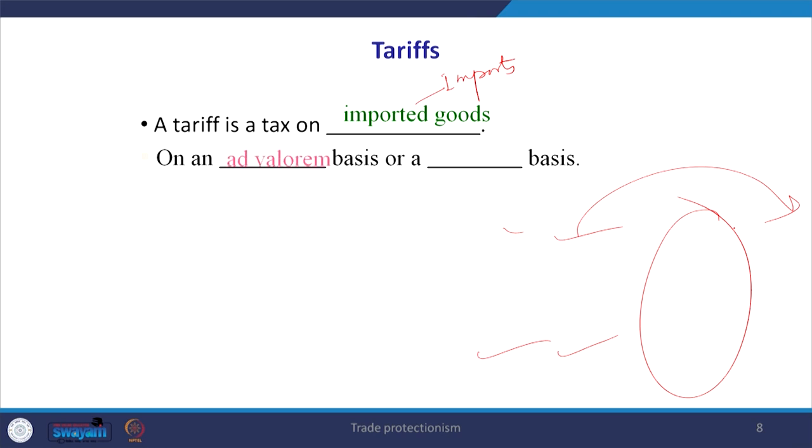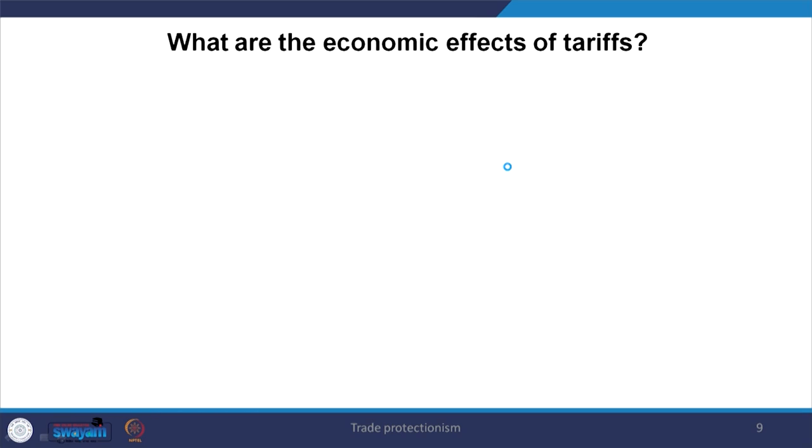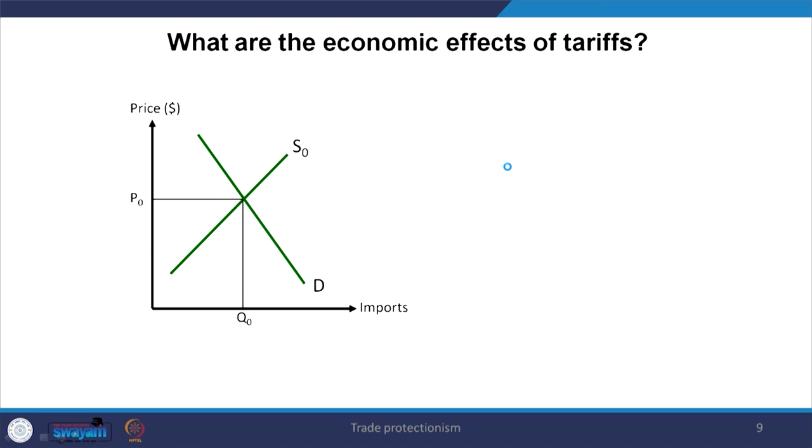On which basis? Ad valorem basis or specific basis, that is, the fixed amount or the unit charge? Generally it is on an ad valorem basis these days, or it is also called a unit basis. If the unit increases, the tax increases. So an extra tax on top of the regular tariff is called what? It is simply called a surcharge. Surcharge on the import. Likewise, we usually see surcharges on taxes in different contexts.